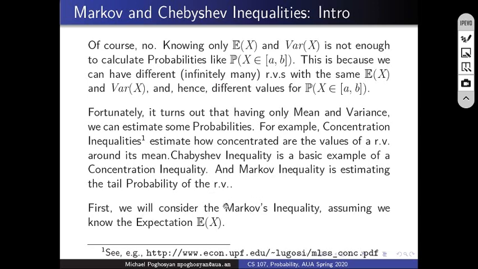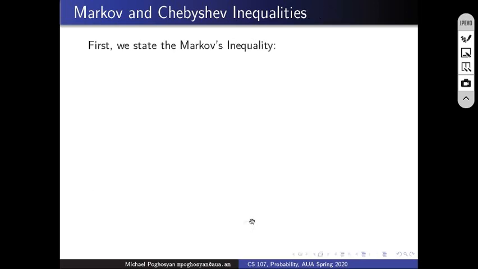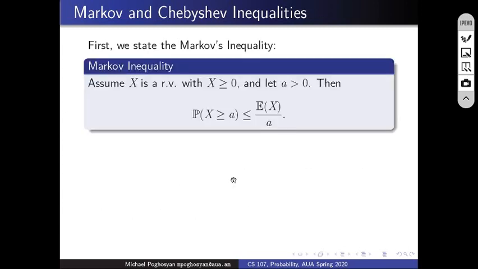First, we will consider Markov's inequality. We will assume that we have only the expected value of that random variable X. We have only this number as an information about X, and we will try to estimate this kind of probabilities, to say something about probabilities about X. So this is the Markov inequality.